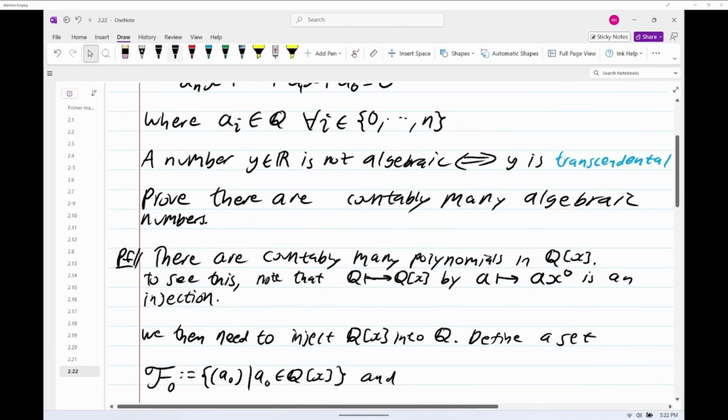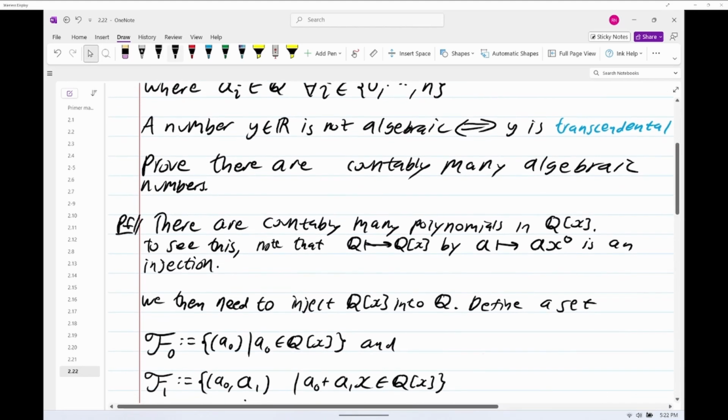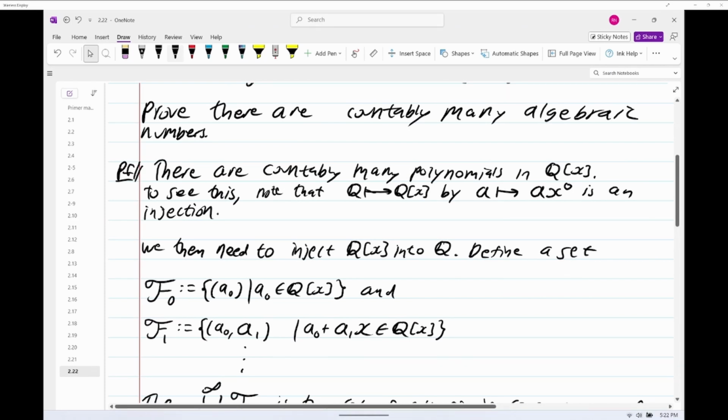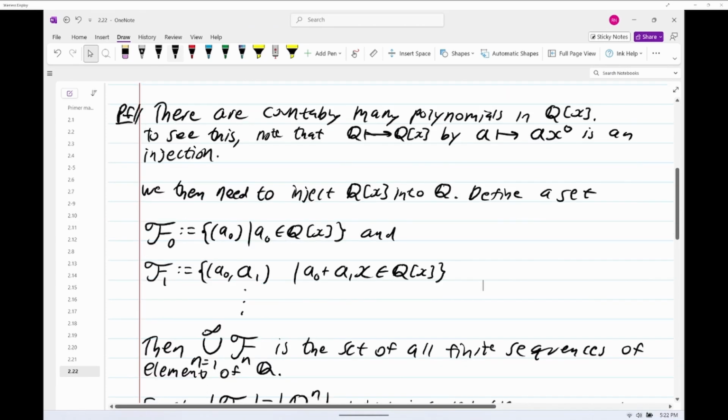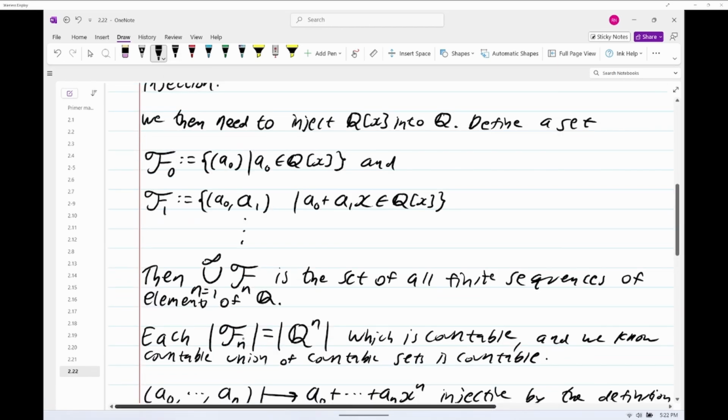So we're going to define a set F0 to be all of the constant polynomials. We're going to define F1 to be the set of all polynomials of degree 1. And so on, Fn is going to be the set of all polynomials of degree n. So Q adjoin x is going to be the union of all those Fn's. The union of all the Fn's is going to be the set of all finite sequences of elements of Q. The cardinality of each Fn is equal to the cardinality of Q to the n, which is countable. We know a countable union of countable sets is countable. So this is going to be countable.